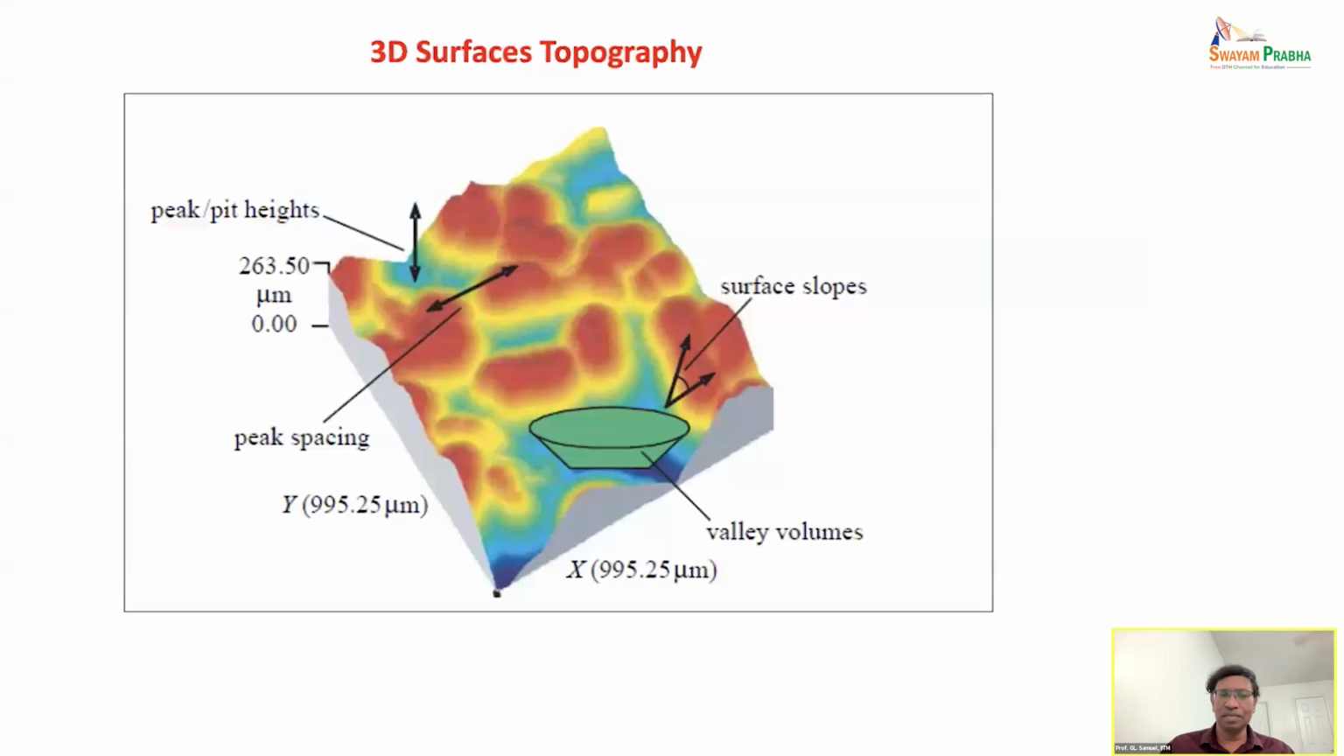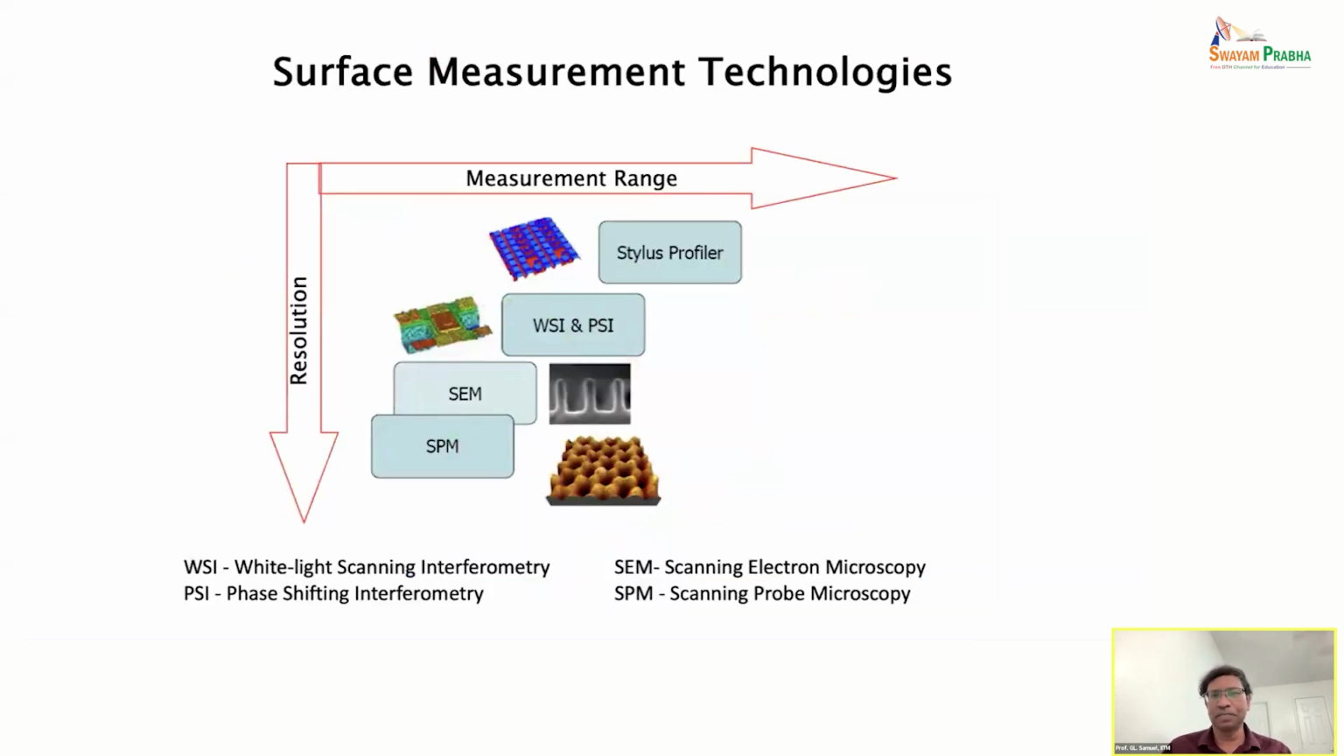Or if you want the peak's height to be controlled, we can do that. We can actually make what are called micro pillars, and then we can change the characteristic of the surface. Now, before we look into texturing and how the surface characteristics contribute to different properties, the first thing we need to know is, how do we measure that surface?